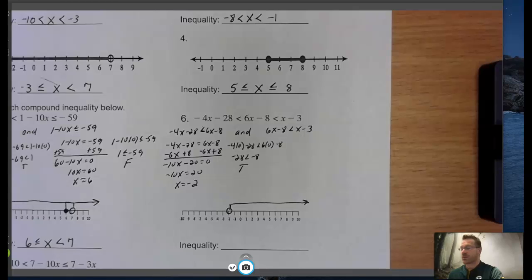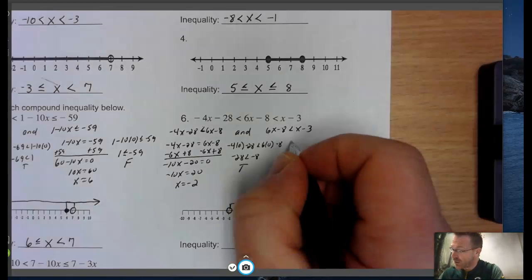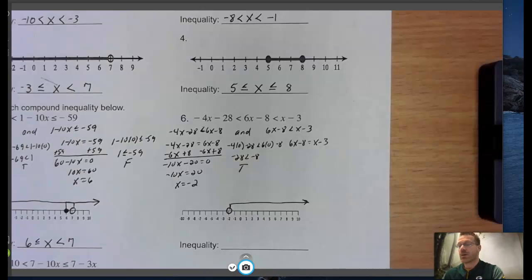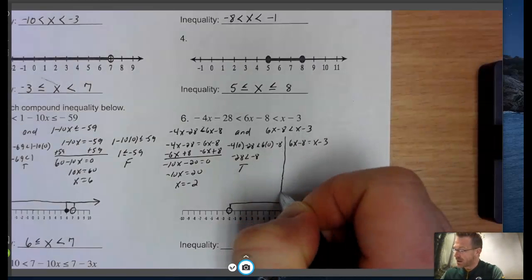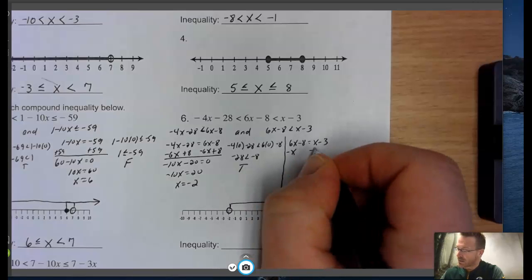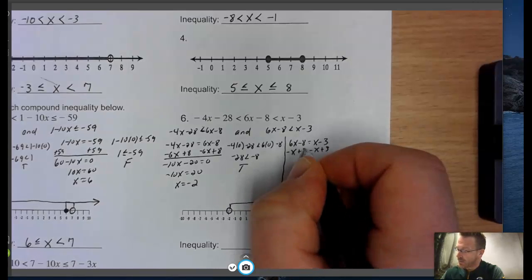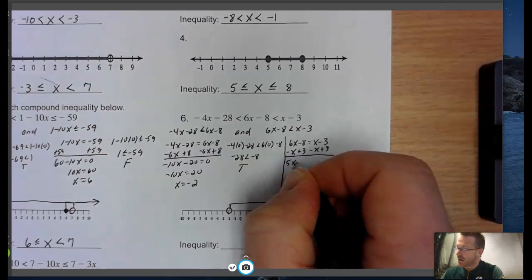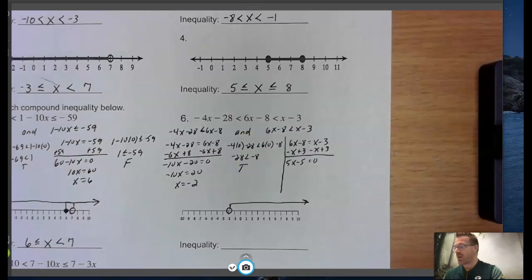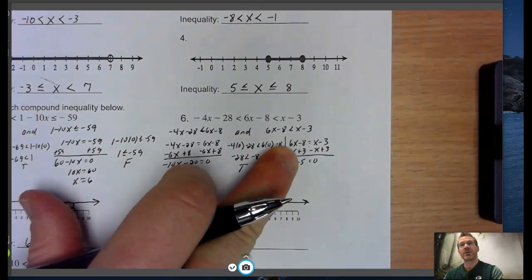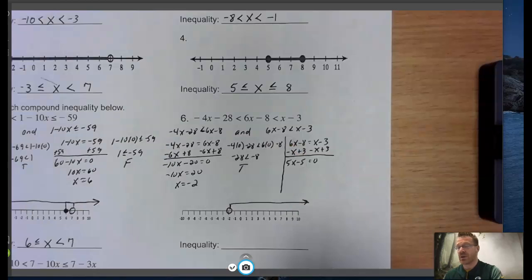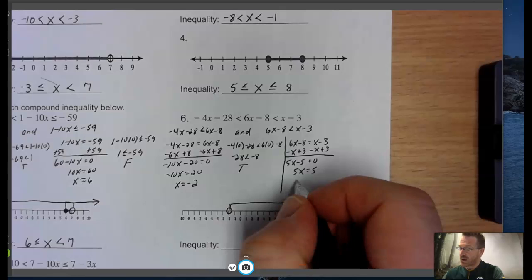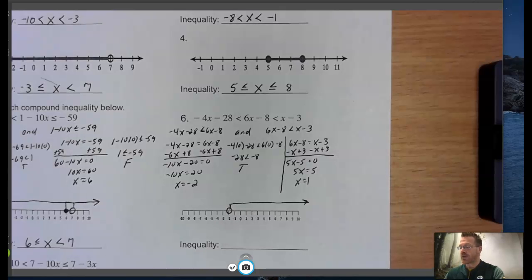Now let's solve for our second anchor. So 6x minus 8 is equal to x minus 3. I'll just draw a little line here to separate. I'm going to subtract x and add 3 to get this equal to 0. So 5x minus 5 is equal to 0. What minus 5 is 0? 5 minus 5 is 0, so that means 5x is equal to 5. 5 times what is 5? That would be 1. So 1 is our second anchor.